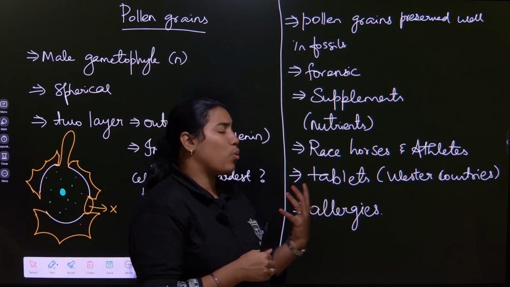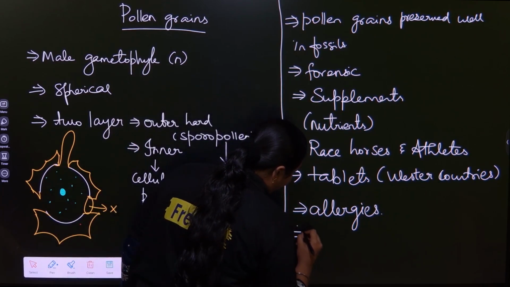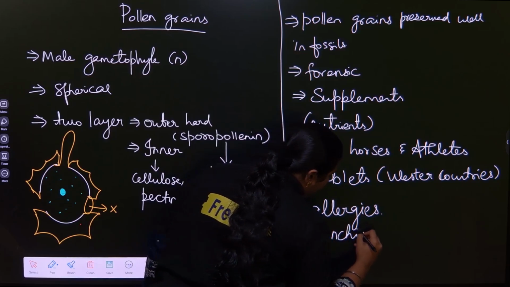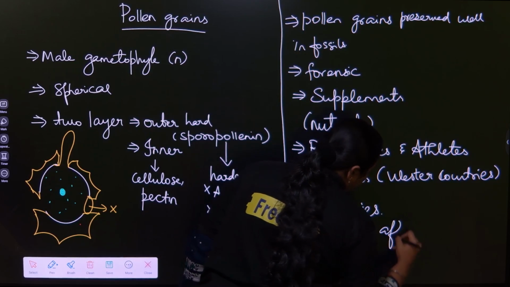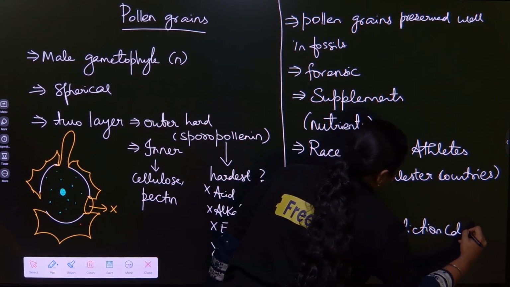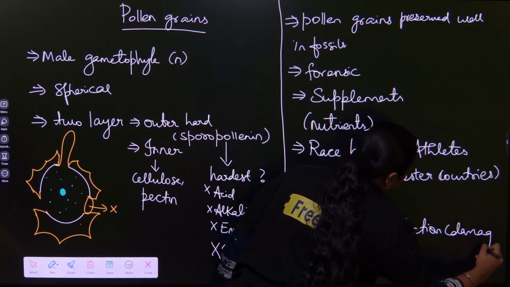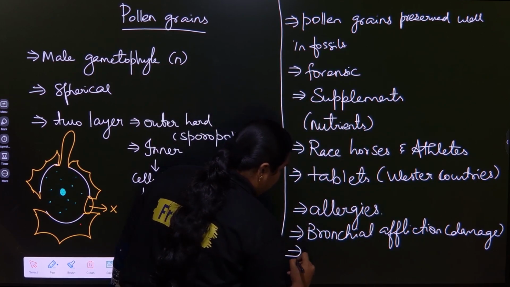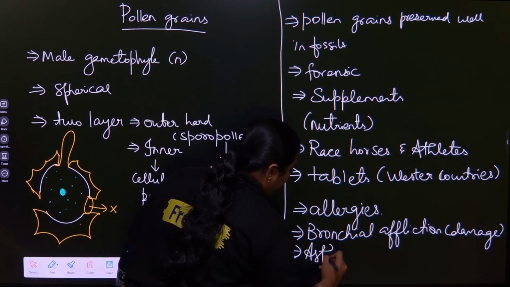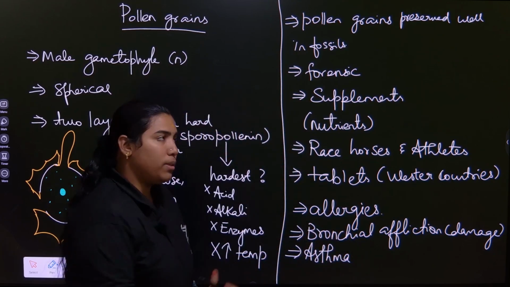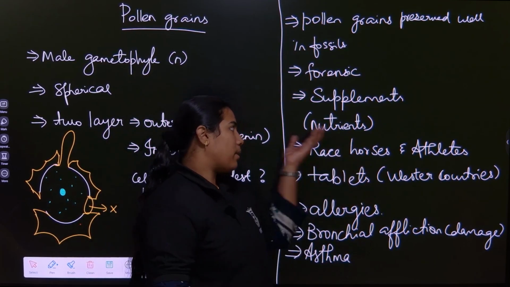So because of this, what happened? They'll disturb your bronchi because their size is very small. That will cause bronchial afflictions. Afflictions is basically damage. They can damage your bronchial layer because of their small size. They can easily go in, and they may even cause asthma. I mean, not because of one-day exposure, but prolonged exposure. That may cause all those things.